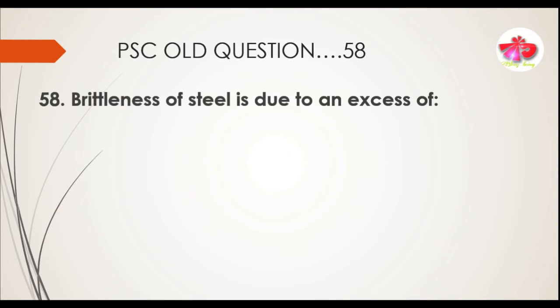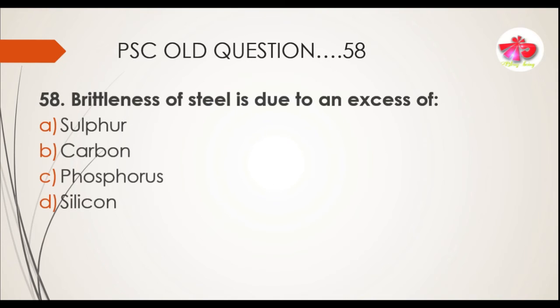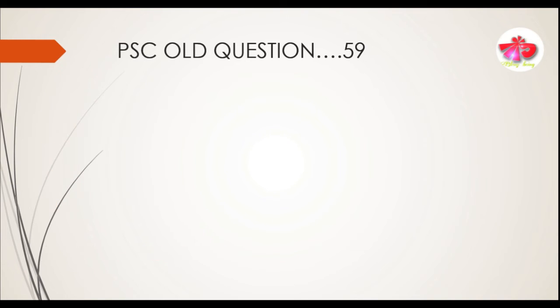Question number 58. Brittleness of steel is due to the excess of option A sulfur, option B carbon, option C phosphorus, option D silicon. So friend, brittleness of the steel is due to the excess of phosphorus. Option C will be the correct answer.